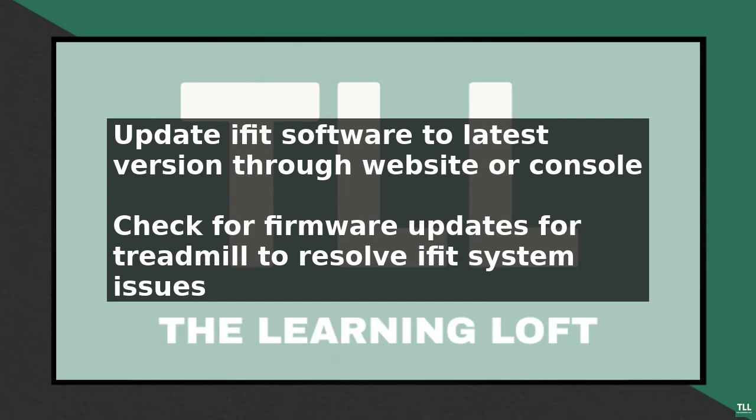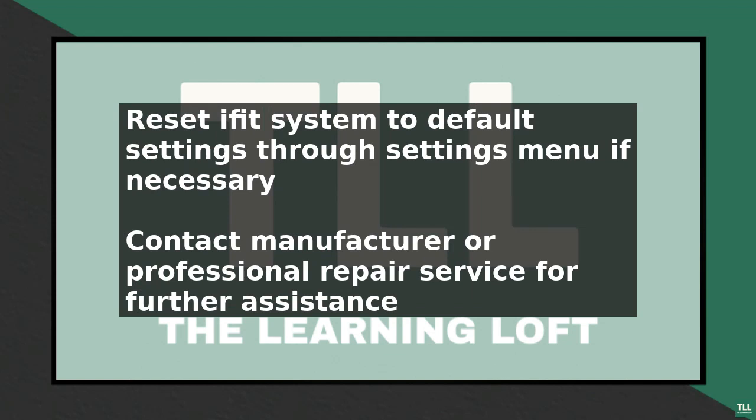Finally, if none of the above steps resolve the issue, try resetting the Ifit system to its default settings. This can be done through the Ifit settings menu, but be aware that this will erase any custom settings or workout data. If the issue persists, it may be necessary to contact the manufacturer or a professional repair service for further assistance. By following these steps, you should be able to troubleshoot and fix common issues with your Ifit treadmill.